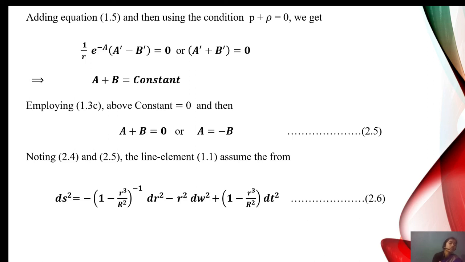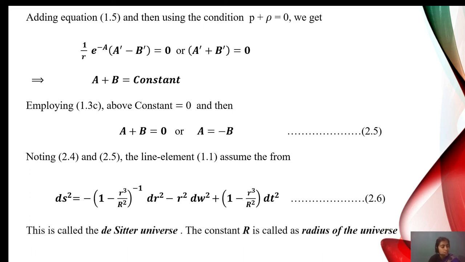This condition is applied to the line element, as defined in the first part of the lecture. This equation is called the de Sitter universe equation, and R is called the radius of the universe. In this way three types of universe can be generated, but in this lecture we only cover the de Sitter universe and the Einstein universe.